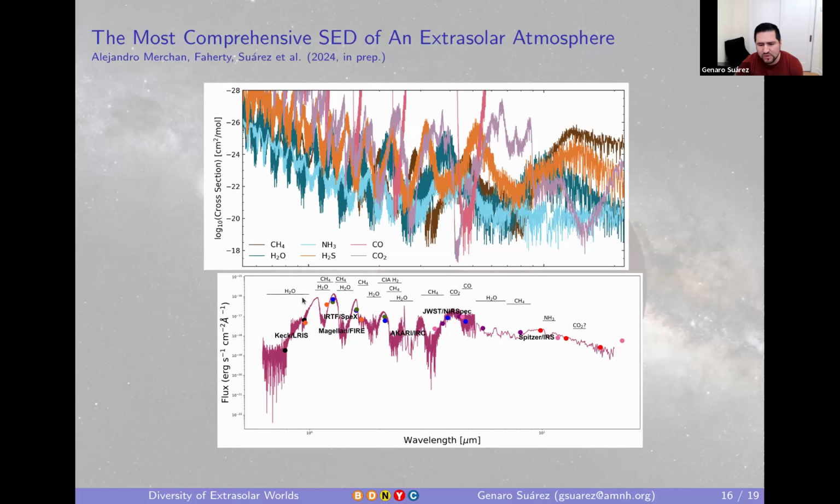So we have strong water and methane absorption in the near infrared, and CO2 and CO features in the James Webb coverage, and also water, methane, and ammonia in the mid infrared, and potentially CO2 as well.